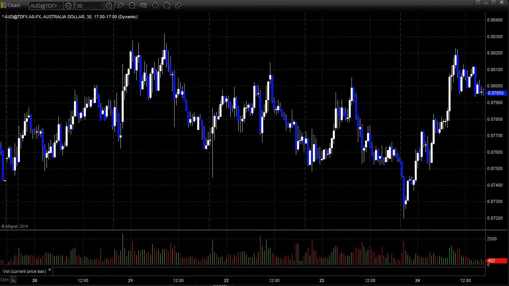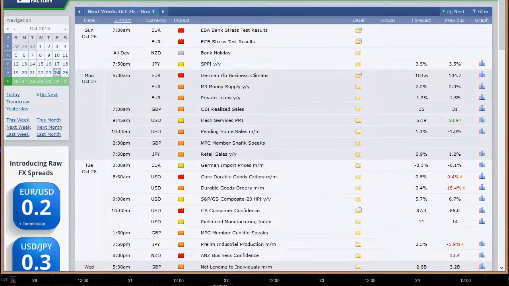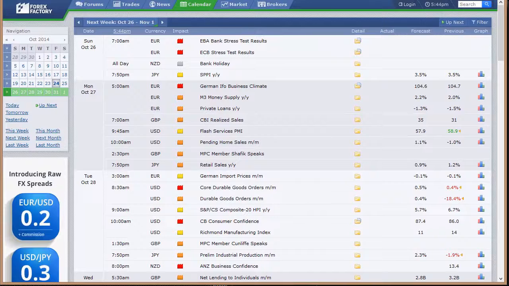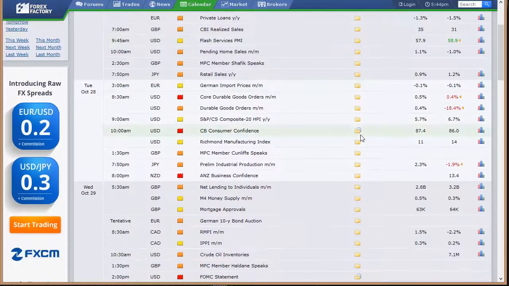All right, let's take a look at the economic data for the week ahead and get an idea of what's coming out and what we need to be aware of. First of all, we've got the bank stress tests out of Europe. This is Sunday. You've got a bank holiday in New Zealand, so go easy on your New Zealand dollar trading. SPPI out of Japan Monday morning, Europe's money supply and private loans. UK's CBI realized sales. We've got the flash services PMI here in the US. Pending home sales is really the only major number, and that's not a big deal.